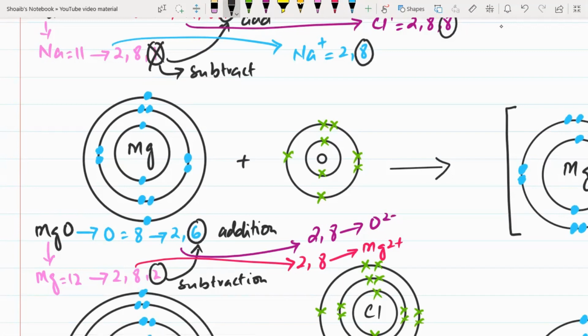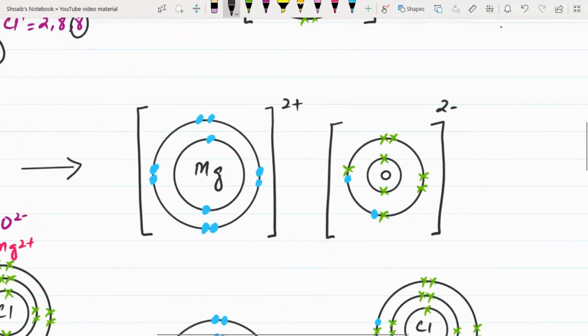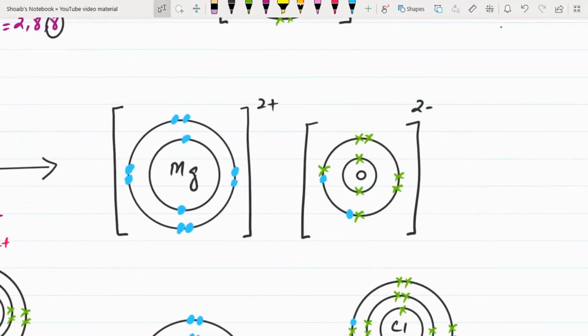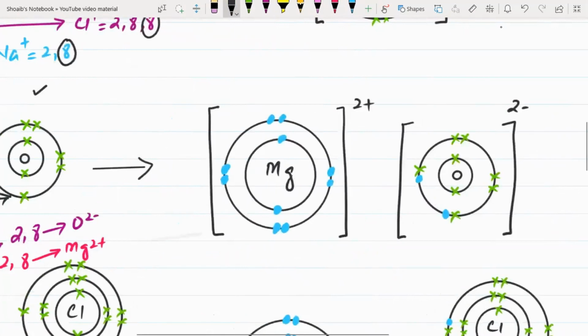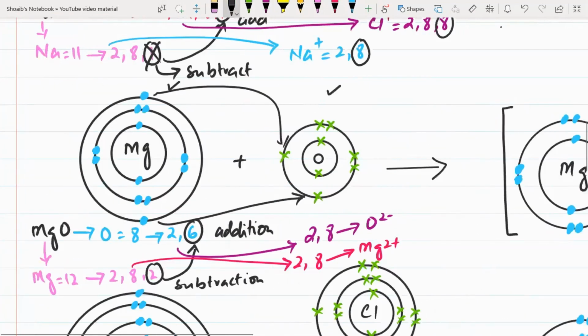Now in the dot and cross diagram, again we select the electrons of one atom as dots, and the electrons of the second atom as crosses. One electron goes here, another electron goes here, by the loss of 2 electrons. By the loss of 2 electrons, the whole magnesium atom gains a 2 positive charge, and by the gain of 2 electrons, the whole oxygen atom gains a 2 negative charge. Now the next example.